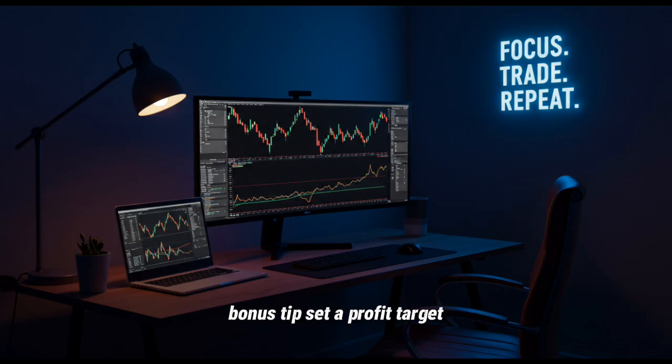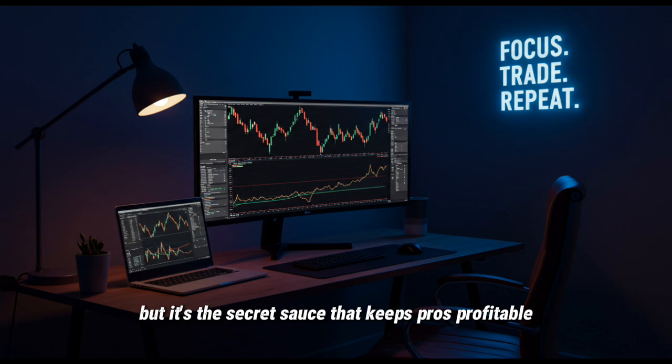Bonus tip, set a profit target. Aim for a win that's 2 or 3 times your risk, like risking $100 to make $200 or $300. It's like planning your victory dance before the show starts. Risk management isn't flashy, but it's the secret sauce that keeps pros profitable.